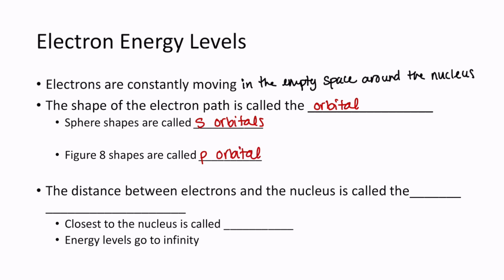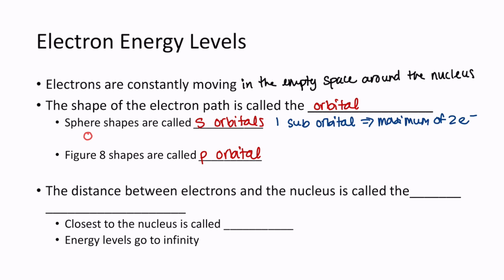With the s orbitals, there is only one suborbital, and two electrons can fit into each suborbital. So we have a maximum of two electrons in each s orbital. And the orbital does have a sphere shape.